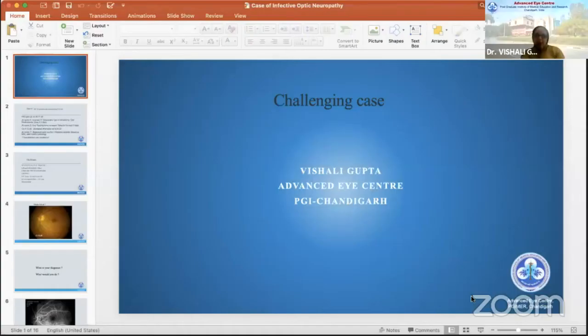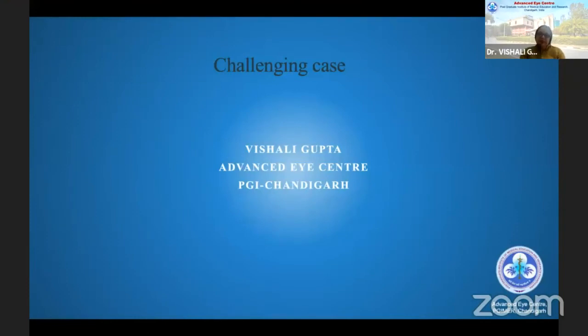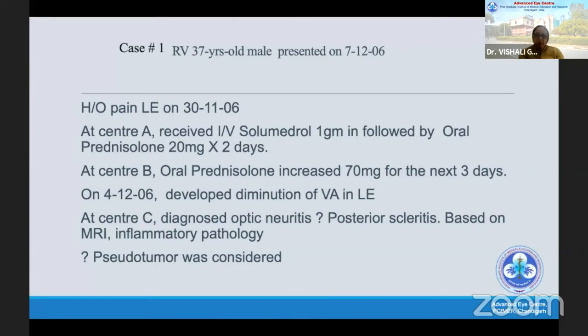Hello everyone. We listened to all the causes, infectious, non-infectious, NMO, multiple sclerosis. And now Dr. Jaspreet wants to discuss various case scenarios. I will go through mine and then Dr. Jaspreet would take over. This is a patient from 2006, a 37-year-old man who had pain in the left eye. He went to an outside center, had disc edema, and as we heard, once you see disc edema, don't wait, just give steroids. So he received steroids, IV followed by oral, and then went to center B. Again, oral steroids were increased, but despite that, he developed decrease in vision. He went to center C. They said it could be posterior scleritis or optic neuritis, so he underwent MRI, and even pseudotumor was considered.